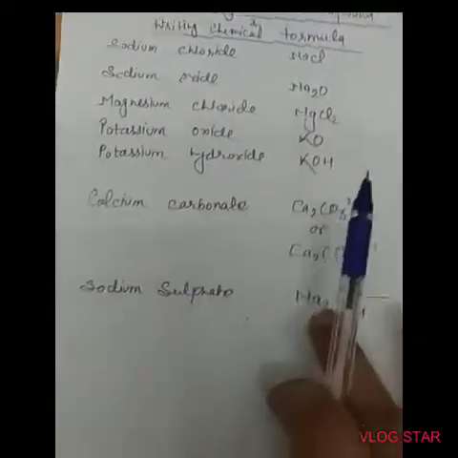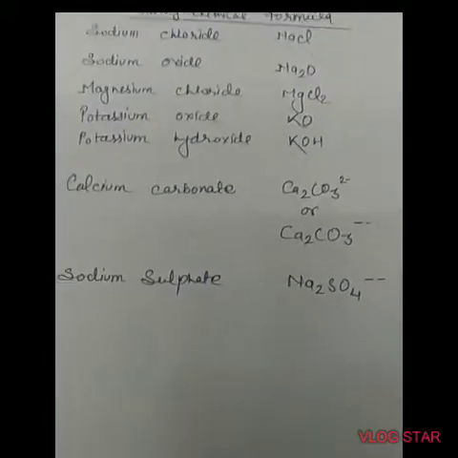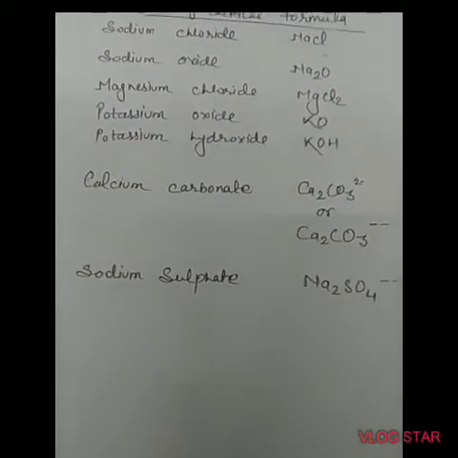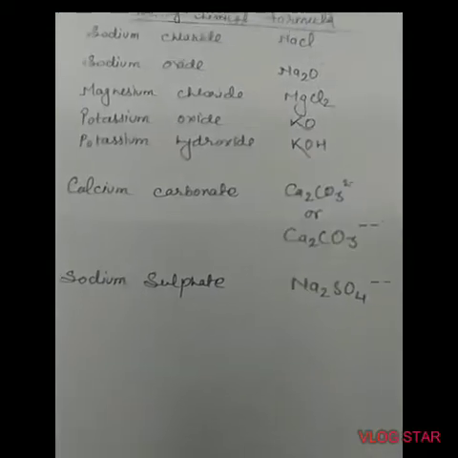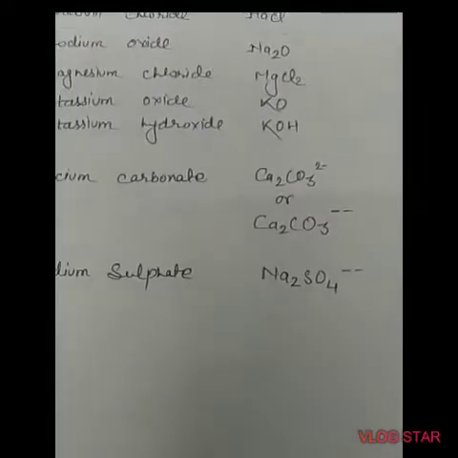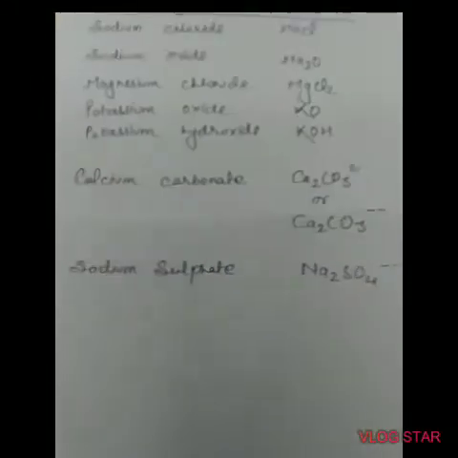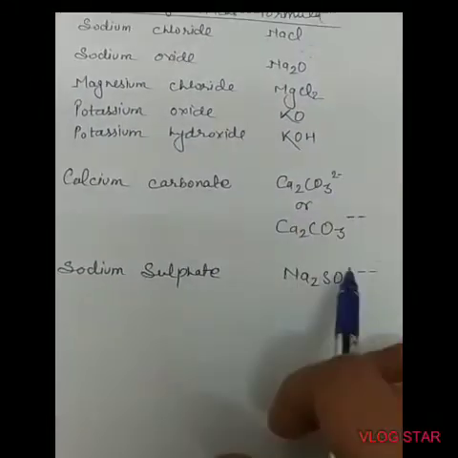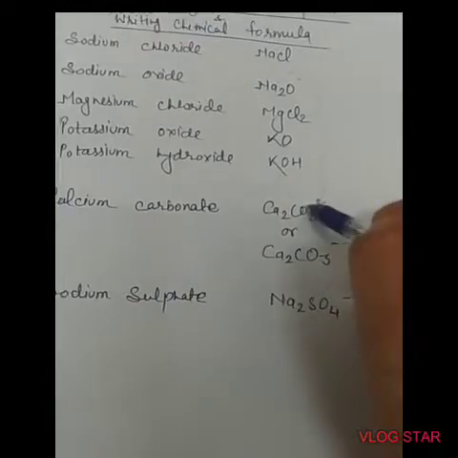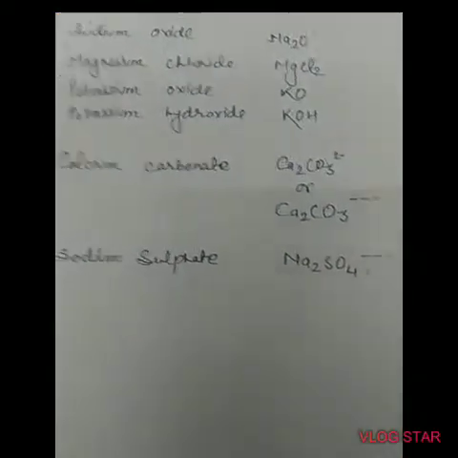And what do you know about radicals? What are radicals and what are the differences between radicals and compounds? Here you can see two examples, calcium carbonate and sodium sulfate. These are the examples of radicals and these are the examples of compounds. Okay, now let's discuss radicals.